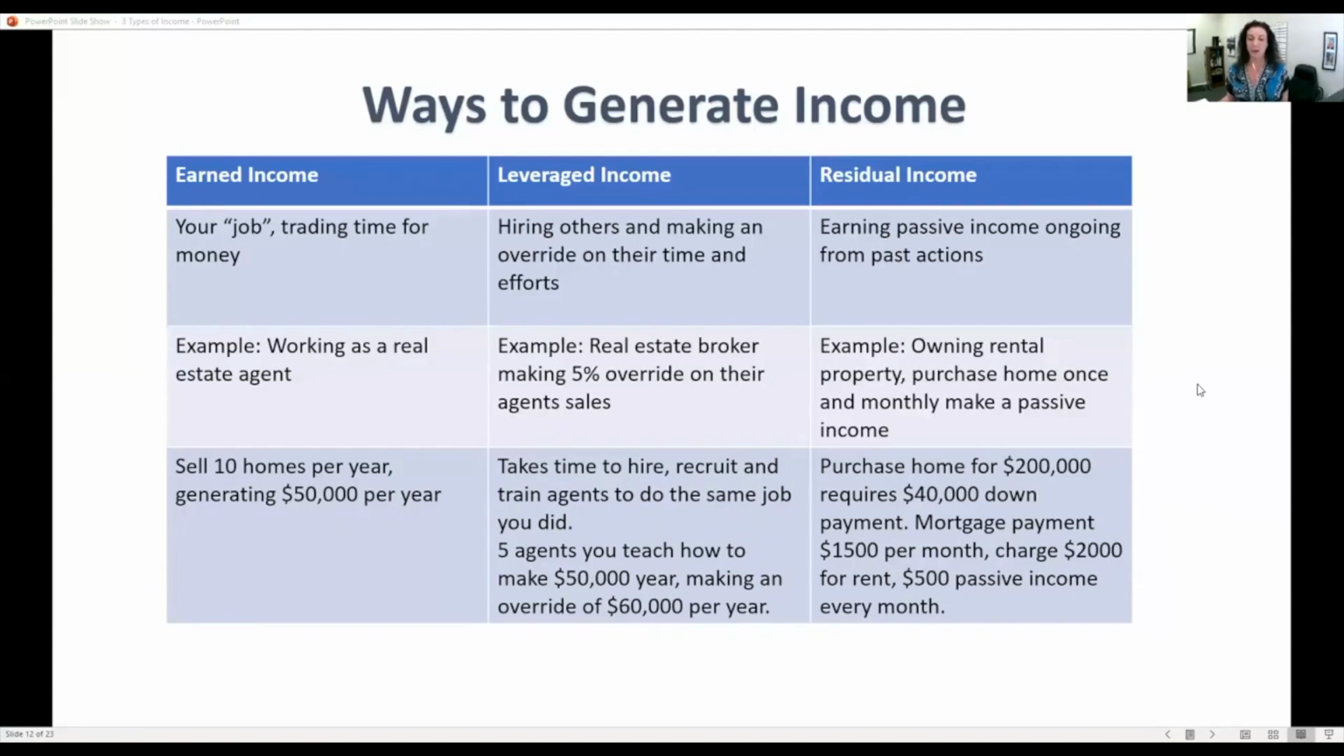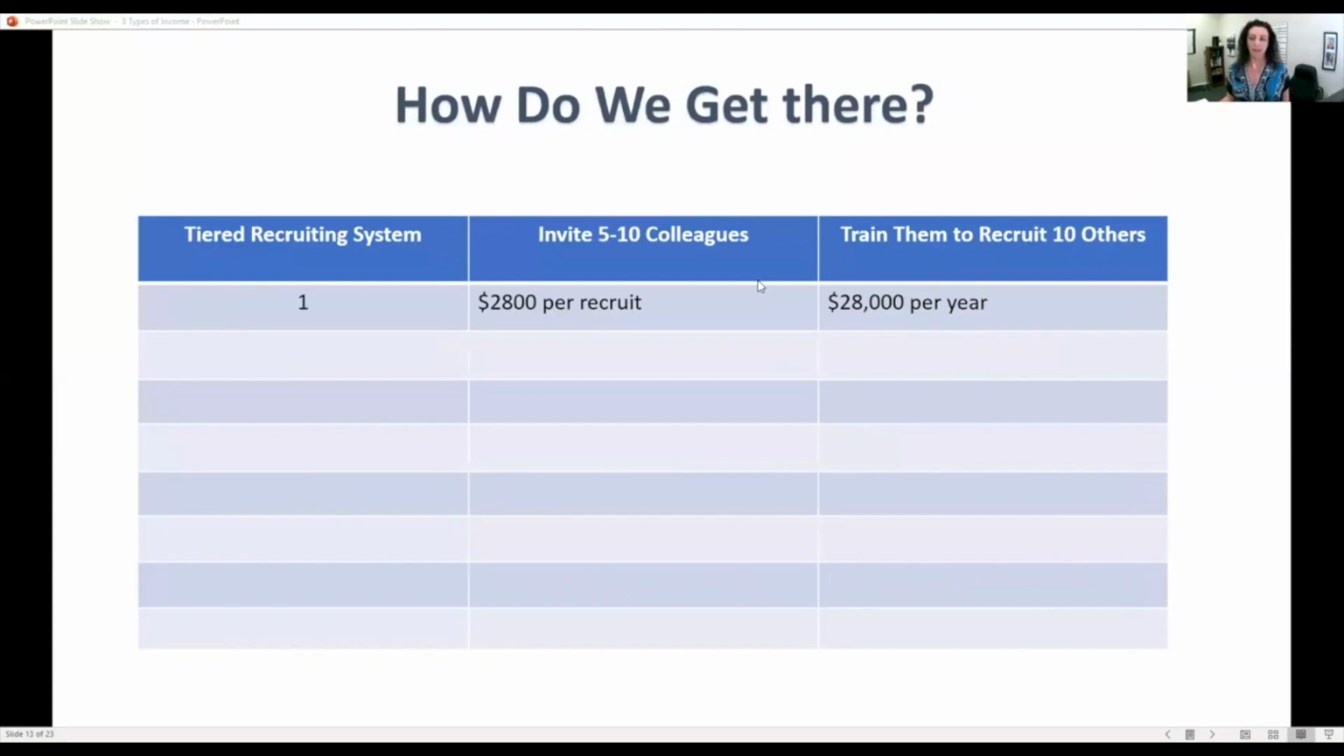So with the model that we're working with, now that you get an overall understanding of the 3 ways to generate income, I feel like all of us want to work our way up to building this residual income. It's definitely a model that we want to work on. So the great thing with EXP, which I'm just starting, I feel like I'm barely even scratching the surface on making this a reality.